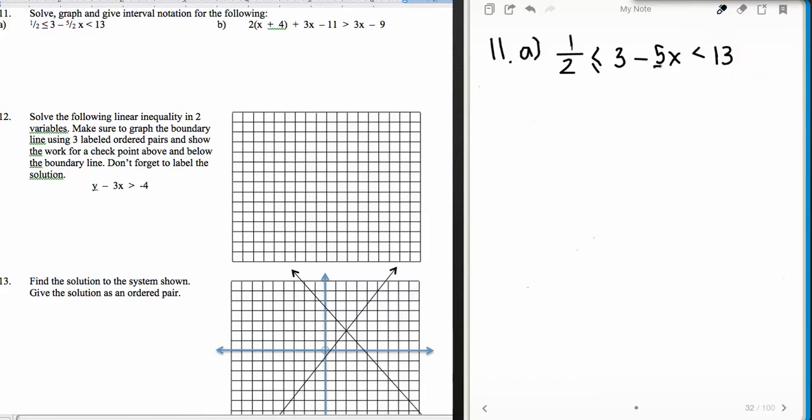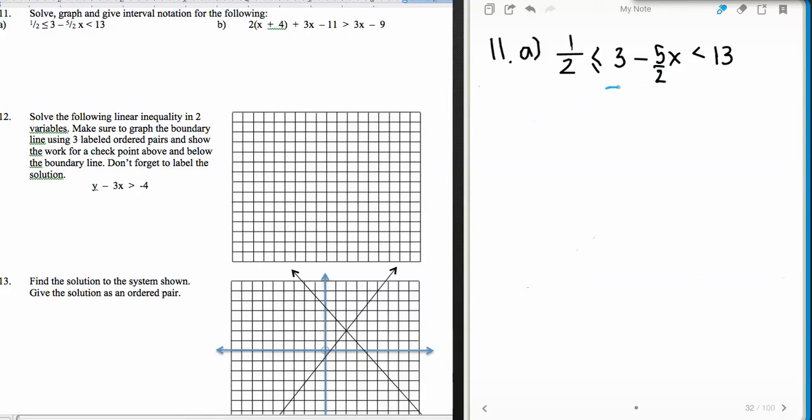All right, so here is our original problem in 11a from our classwork, and we are going to be solving this compound linear inequality in one variable. Now, when we have a compound linear inequality, remember we have three distinct parts. We're working from the middle to both the left and the right side, solving two inequalities simultaneously.